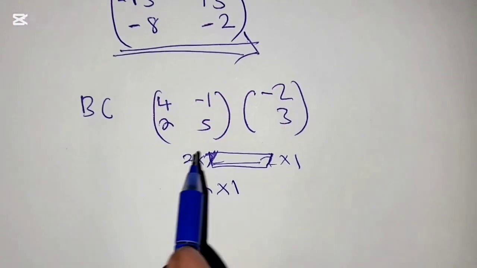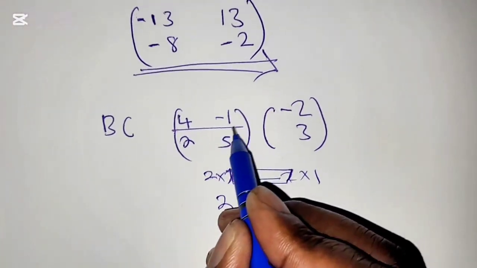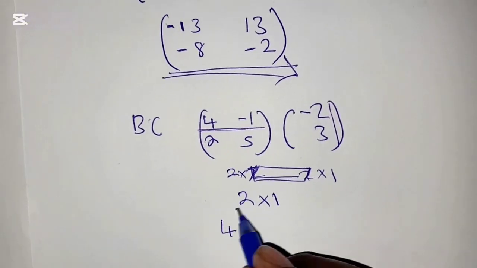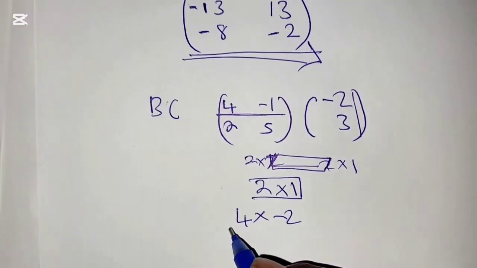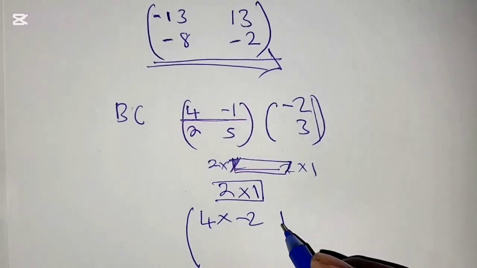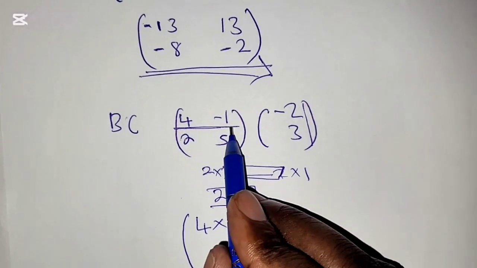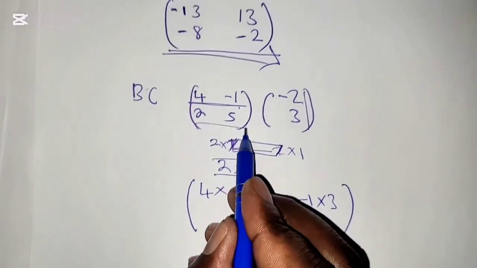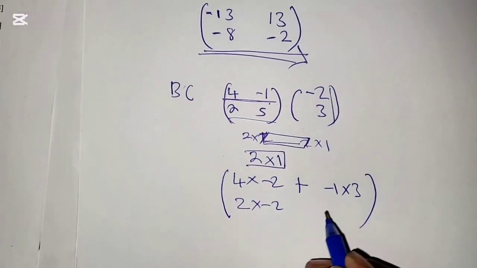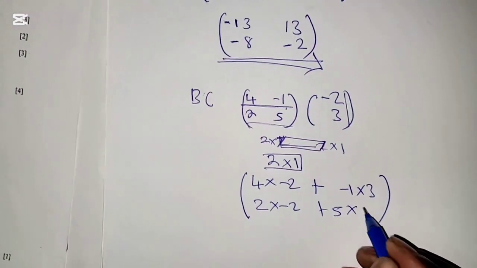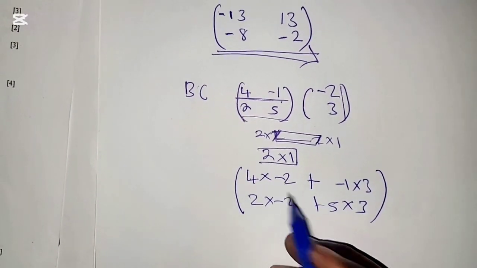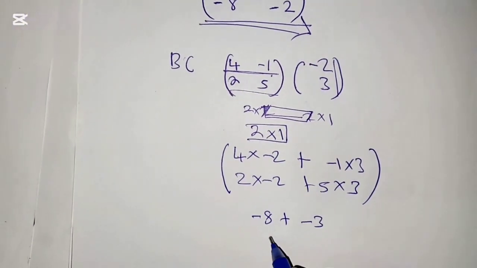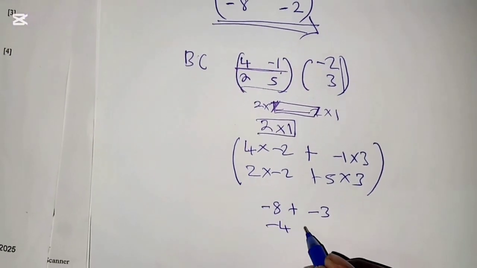Okay, so BC is the same as B multiplied by C, so it's row by column. We're going to say 4 multiplied by -2, plus -1 times 3. Then row by column: 2 multiplied by -2 plus 5 multiplied by 3. So 4 times -2 is -8, plus -3. Then that's -4 plus 15.